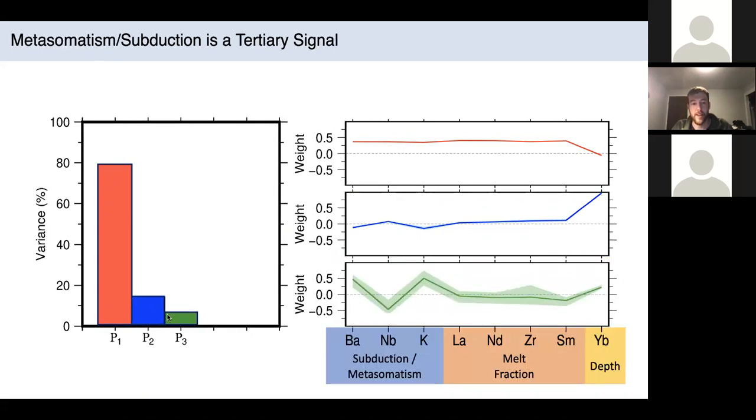And then finally, roughly 7% of the variance can be described by principal component 3, which is positive for barium and potassium, and negative for niobium. So this is our subduction or metasomatism signal. So you can see that our geochemical data is dominated by a melt fraction signal, with minor depth of melting and metasomatism or subduction signals.